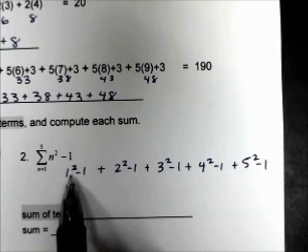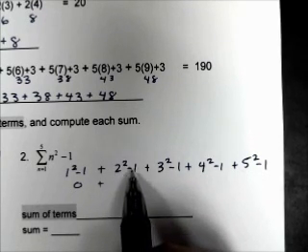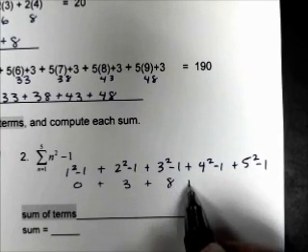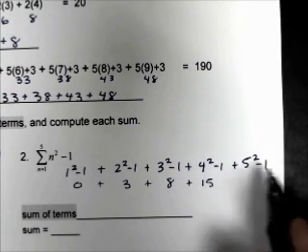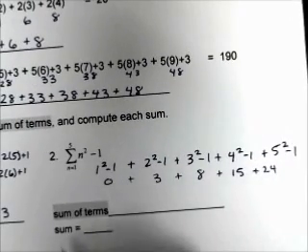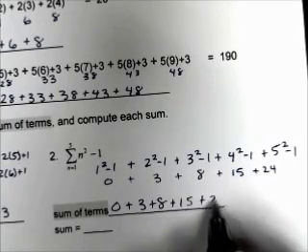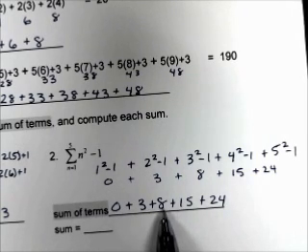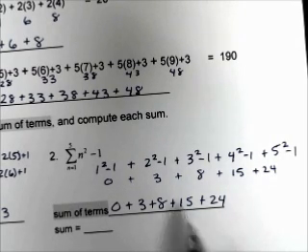1 squared is 1, subtract 1 is 0, plus 2 squared is 4, subtract 1 is 3, plus 3 squared is 9, subtract 1 is 8, plus 4 squared is 16, subtract 1 is 15, plus 5 squared is 25, subtract 1 is 24. So this is our sum of terms, 0 plus 3 plus 8 plus 15 plus 24. Adding this up, 24 and 11 and 15 is 50.